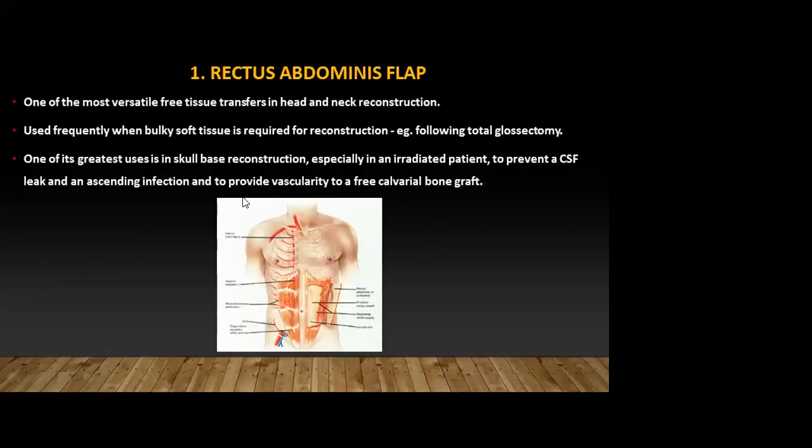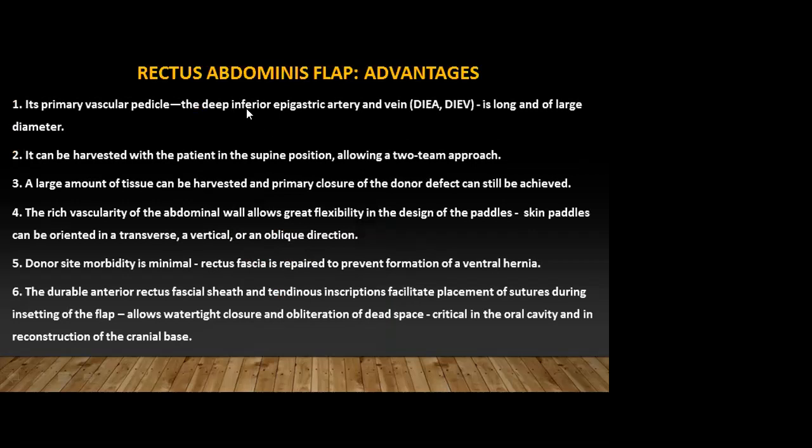Coming to the rectus abdominis flap, it is one of the most versatile tissue transfers in head and neck reconstruction, used frequently when bulky soft tissue is required, especially after total glossectomy. The most important use of it is in skull base reconstruction, especially in irradiated patients, to prevent a CSF leak and an ascending infection, and to provide vascularity to the free calvarial bone graft. The most important advantage of the rectus abdominis muscle is its primary vascular pedicle, that is the deep inferior epigastric artery and vein. It is quite a long pedicle and of enough caliber.